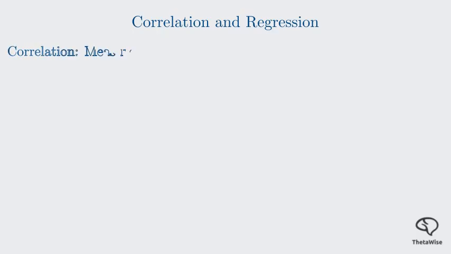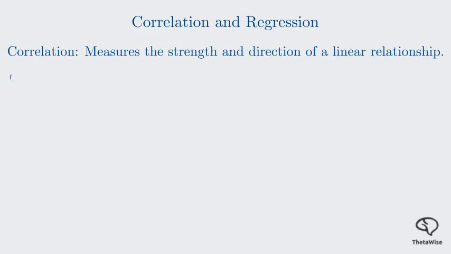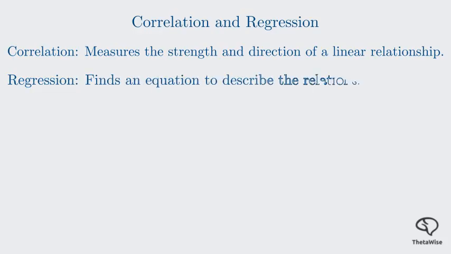Now let's move on to our second major topic, correlation and regression. These are powerful tools for understanding the relationship between two quantitative variables. For example, we might want to know if there's a relationship between a person's age and their blood pressure, or between the amount of a drug administered and the patient's response. Correlation measures the strength and direction of a linear relationship between two variables. Regression goes a step further by finding an equation that describes this relationship, allowing us to predict the value of one variable from the other.